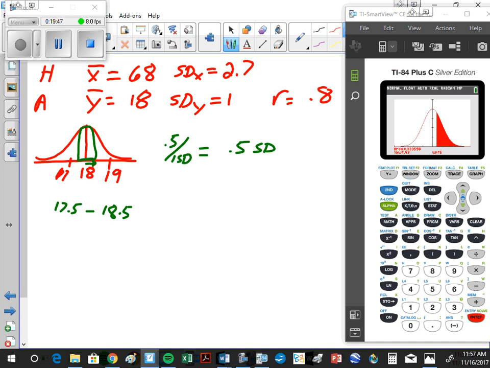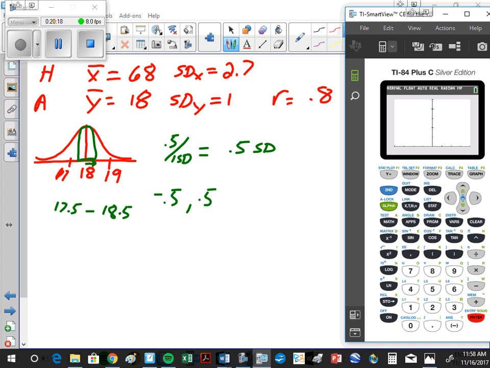It's not half of 68, because the curve's not rectangular. There are more people in the middle than 34. So what we need to do is shade norm from negative 0.5 to 0.5, which is going to be higher than half of 68 because we have a peak.